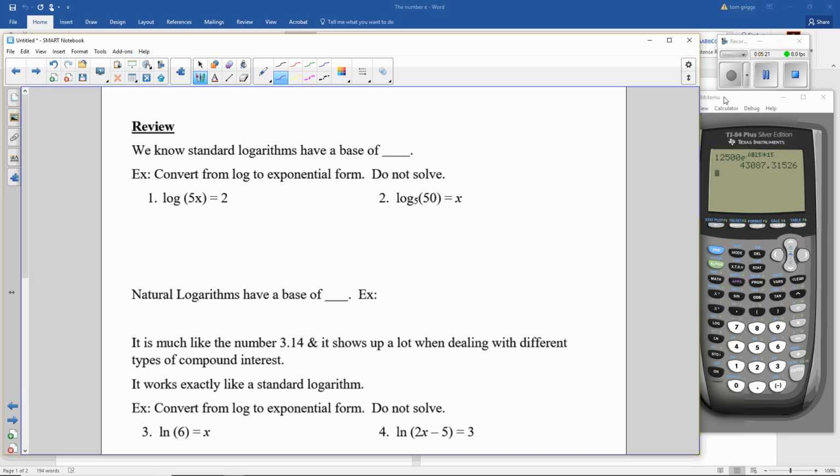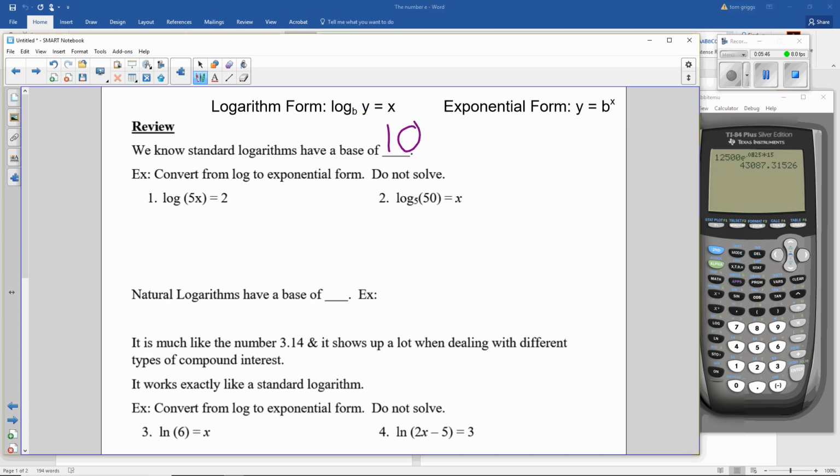All right, the final thing we're going to talk about is also more review for the benchmark test. We're going to review logarithms, and then we're going to look at one new type of logarithm that we didn't discuss back in January. But you should know the answer to this first question. We know standard logarithms have a base of 10 if it's not given.